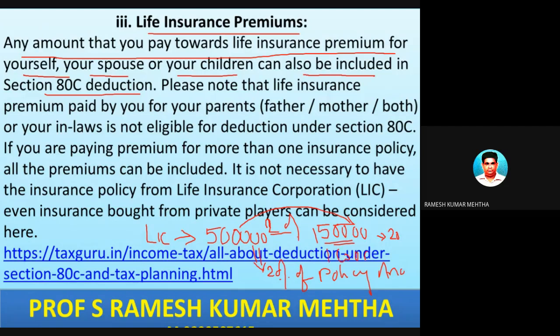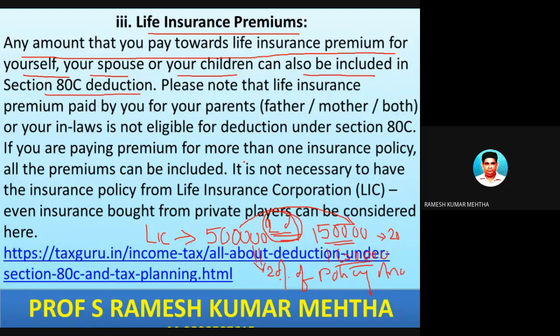So 1.5 lakh rupees is not allowed, because the maximum contribution to the premium of the LIC policy, that is the life insurance policy, which is allowed under section 80C, is 20% of the policy amount. So which is 1 lakh rupees. Even though you have paid 1.5 lakh rupees, you can claim a deduction of 1 lakh rupees only.